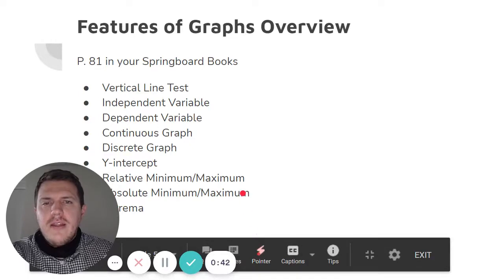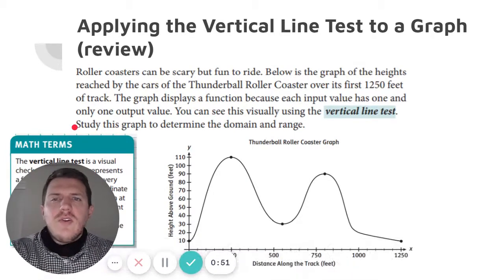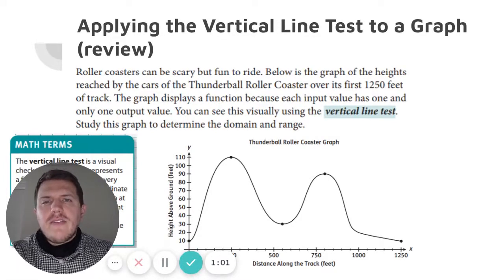Okay, I'm going to turn on my laser pointer. Let's get started. So when we apply the vertical line test to a graph, we're going to use this word problem to help us out first. It says roller coasters can be scary but fun to ride. Below is the graph of the heights reached by the cars of the Thunderball roller coaster over its first 1,250 feet of track. The graph displays a function because each input value has one and only one output value.